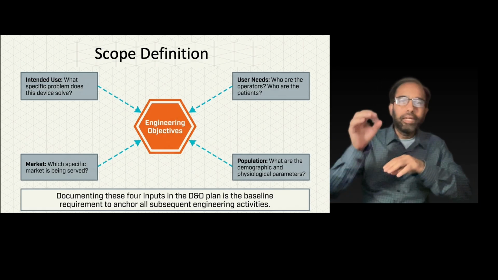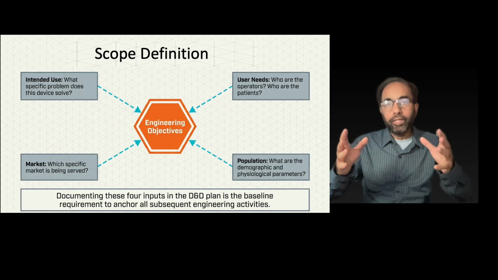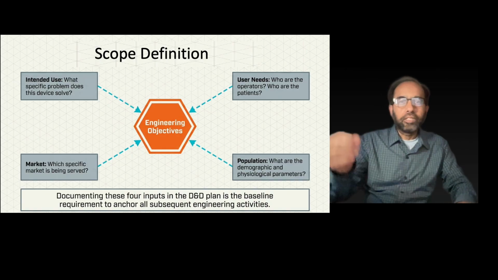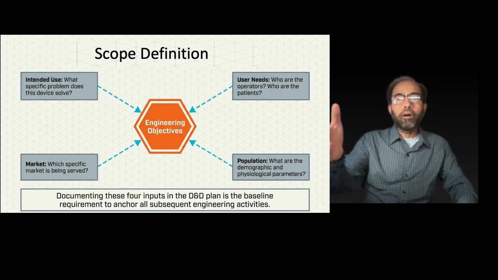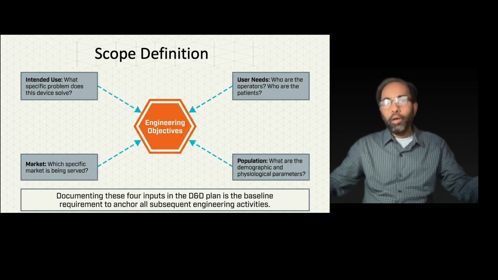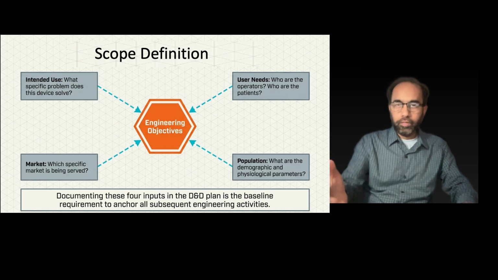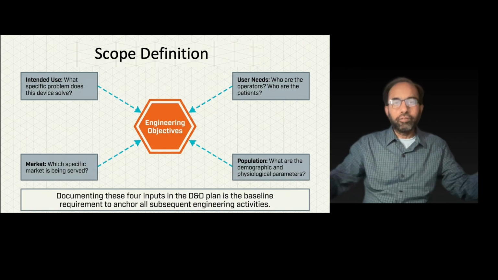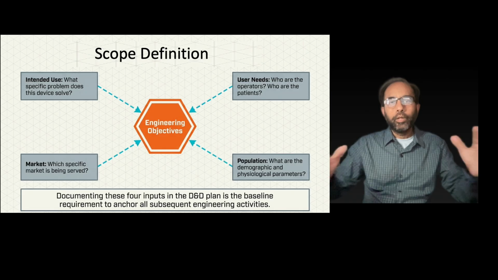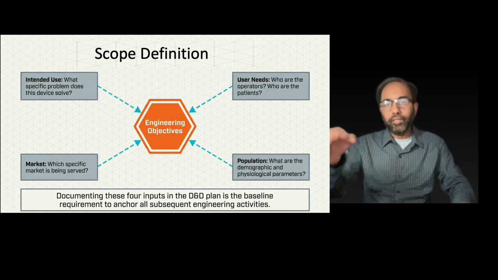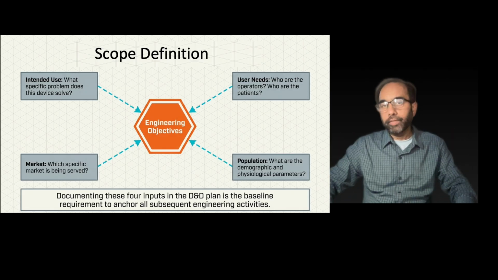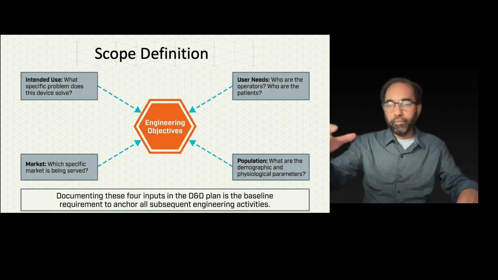Begin by defining the intended use and user needs. What problem does this device solve? Who are the operators and patients? What market to serve? Which population to serve with this device? Document this in your plan to anchor your engineering objectives early on. Again, the clearer the scope, the better off you will be later on.